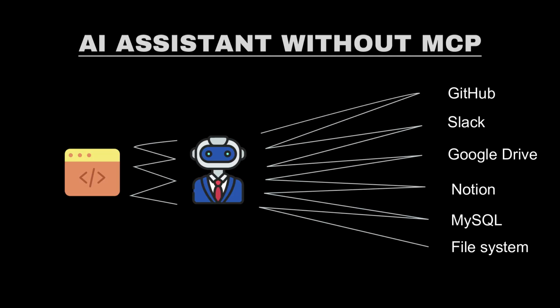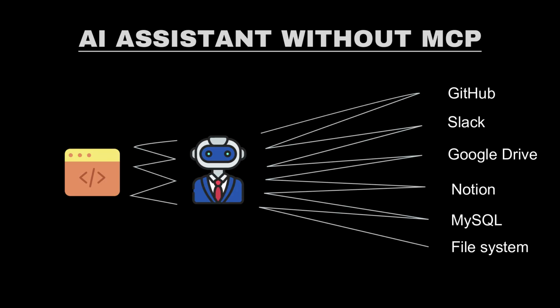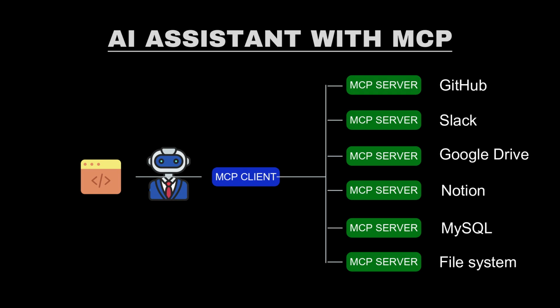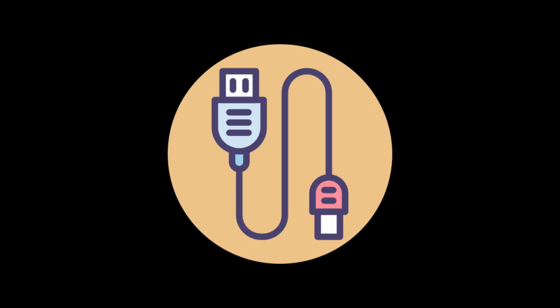What if I told you that AI assistants no longer needed hundreds of custom integrations to use your apps? Instead of building a separate connector for each app like Google Drive, GitHub, Slack, or a database, there is now one universal standard to connect the apps. It's called MCP. And many people believe what USB did for computers, MCP is doing the same for AI. Let's understand it in 3 minutes.